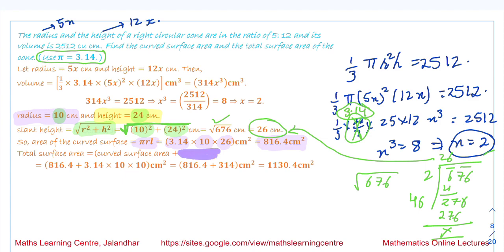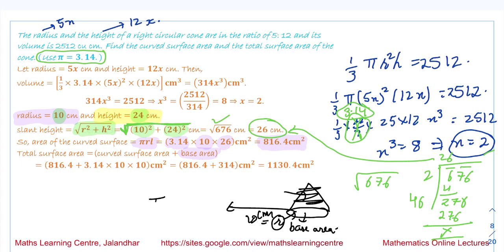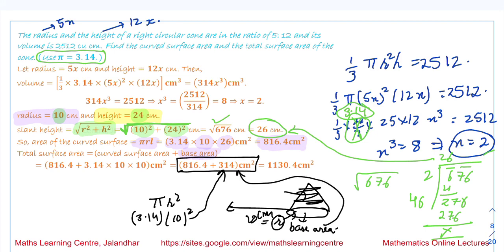Next thing we have to calculate is the total surface area. So we have to add the base area to it. Base area means, we are talking about the cone. This is the lateral surface area, and this is the base area. The radius over here, r, we have calculated is 10 centimeters. So area of this circle is pi r square, so it is 3.14 into 10 square. The answer you will get is 314. So the total area is the curved surface area plus the area of the base region. So the answer you will get is 1130.4 centimeter square.